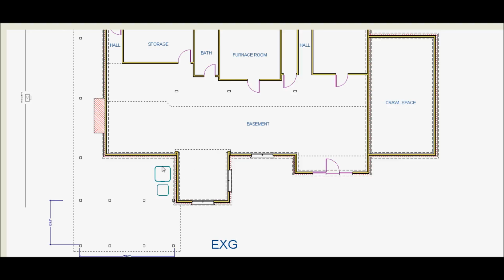These are your air conditioning units. The dashed lines represent your soffit lines. I'm missing one here. This is the deck overhang. These little squares are your columns down at the deck level.